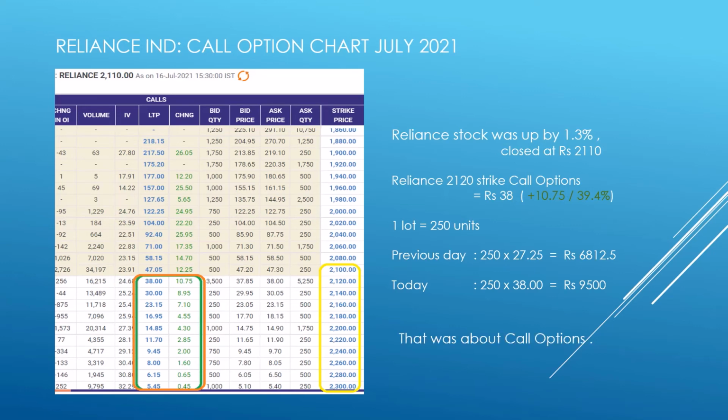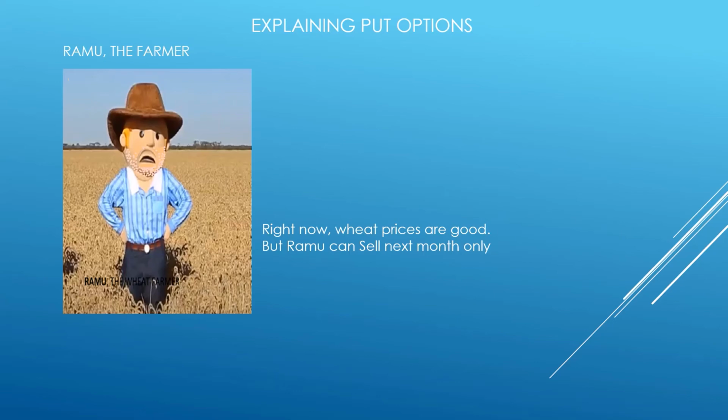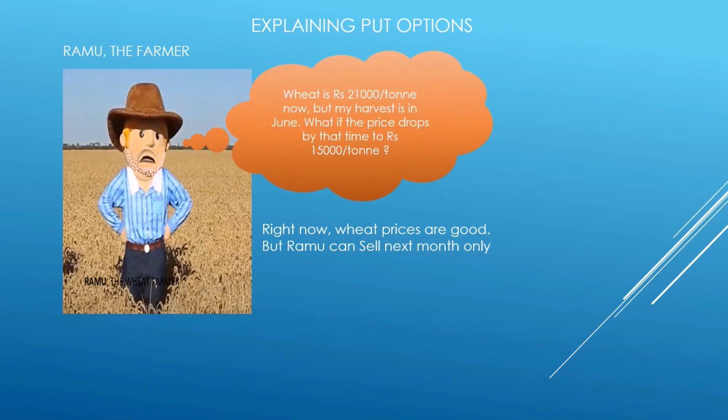And that was the call option. Now I will explain what a put option is. Let's use an example of Ramu the wheat farmer. Ramu has a new worry now. Last year Ramu sold wheat for rupees 21,000 per ton, and wheat is 21,000 per ton now, but the harvest is not done yet. It's a couple of months away. What if the price drops by that time to rupees 15,000? That will be a heavy loss to Ramu.